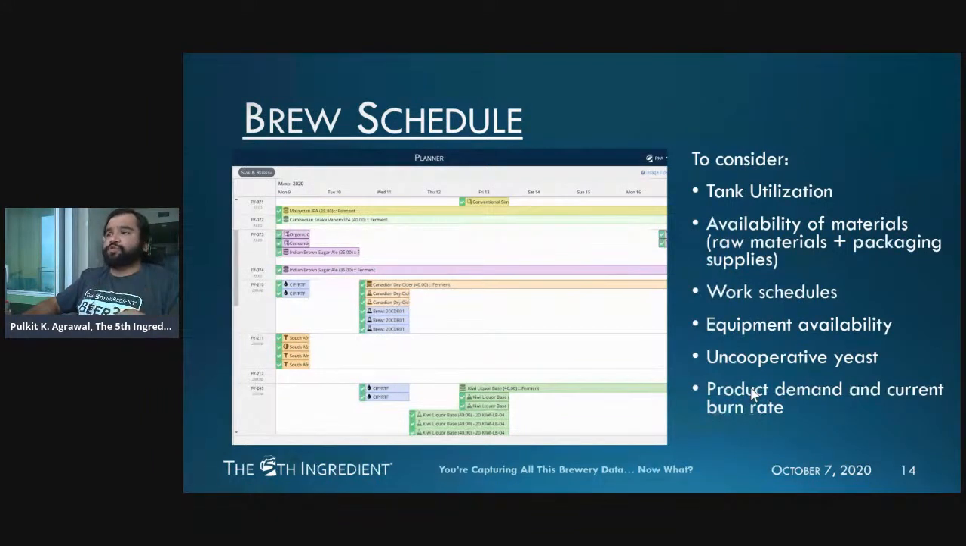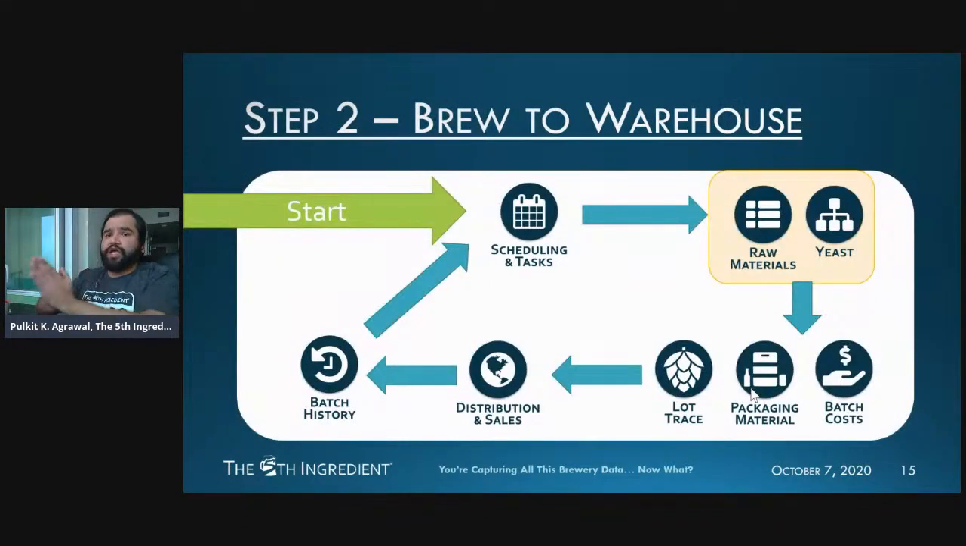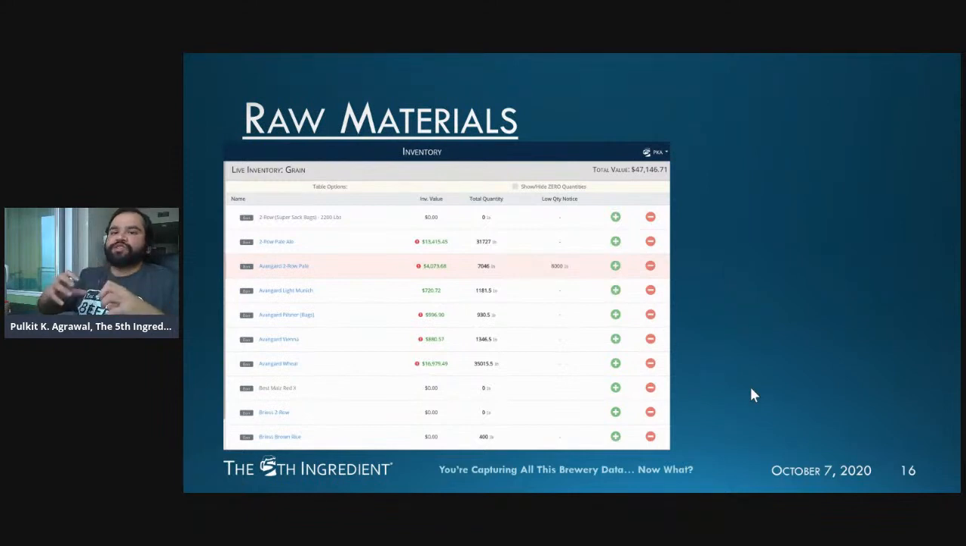So with that, step 2 is looking at the brew to warehouse side. So in particular, the aspects that I want to focus on now are raw materials and yeast, right? And raw materials, as we know, include grain, hops, adjuncts, and then also the yeast side of things, right? And so with that, when you actually start breaking things down, let's take a first look at raw materials.